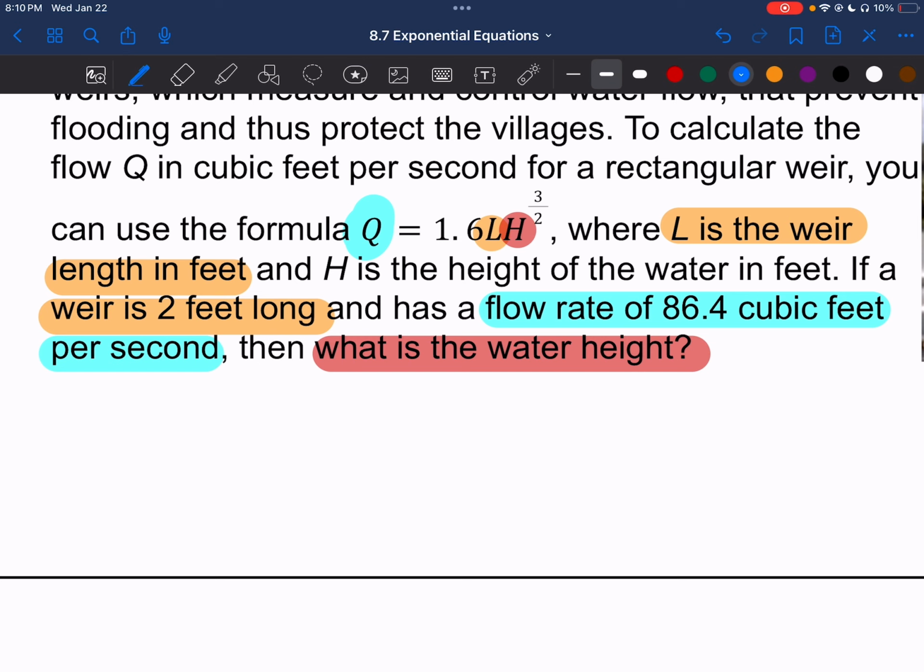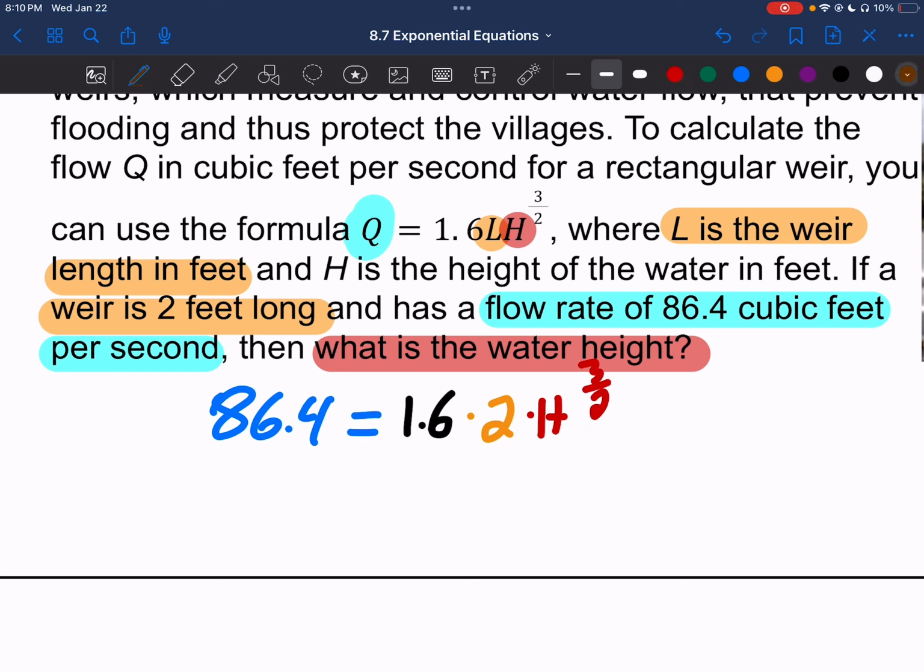We know that Q is going to be 86.4 cubic feet per second. That is going to be equal to 1.6 times the length. The length is 2 feet. And this is times the height to the 3/2 power. So the first step here, obviously, is we're going to multiply 1.6 times 2. So we get 86.4 equals 3.2 H to the 3/2.